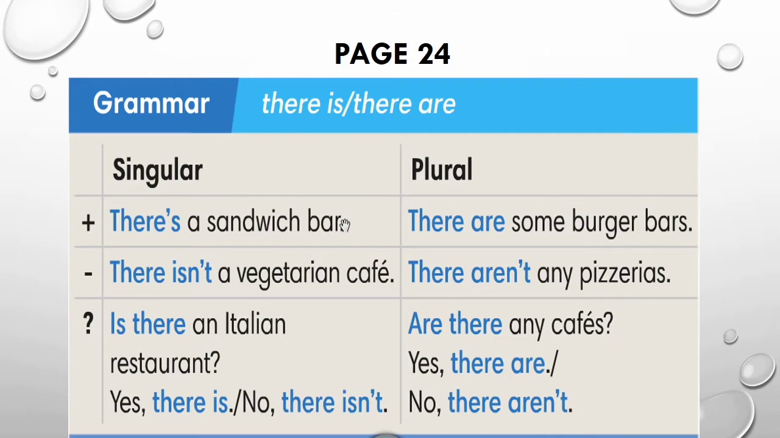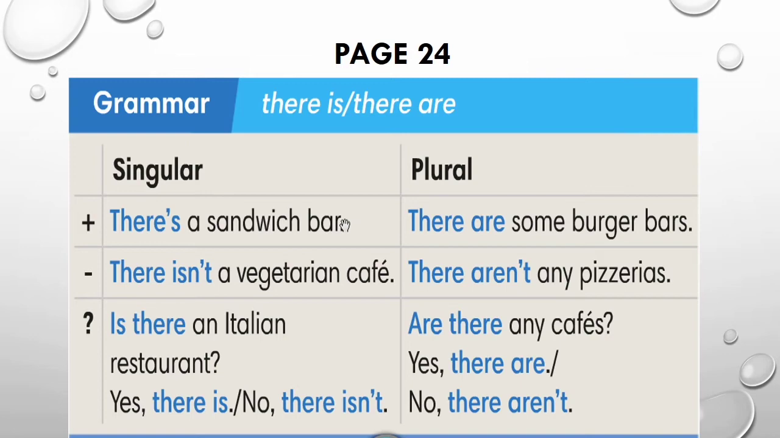This is positive, and the negative is there isn't a vegetarian cafe. And for the interrogative, is there an Italian restaurant? The answer should be yes, there is, or no, there isn't. And now the plural, there are. There are some burger bars. Don't forget to put s at the end of the word.